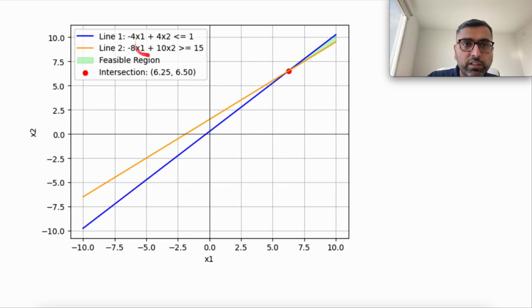So for these two constraints, now we have a feasible region that is common in both, meaning it's also satisfying the blue line and the yellow line. And where they intersect is one of the corner points. So here we have 6.25 and 6.5 where these two lines intersect. If you solve these two equations, two unknowns, you can actually get this intersection point. So 6.25, 6.5 is the minimum point.